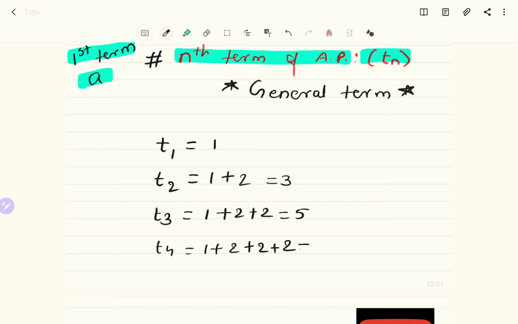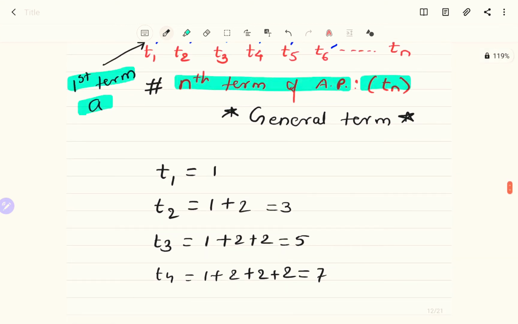Here I am adding one more common difference that will lead to 7. So what is your observation? The first term is nothing but 1. There's no common difference, which means I am expressing this as 0 times 2. Let's mention the difference in this case is 2, so it's 0 times 2.